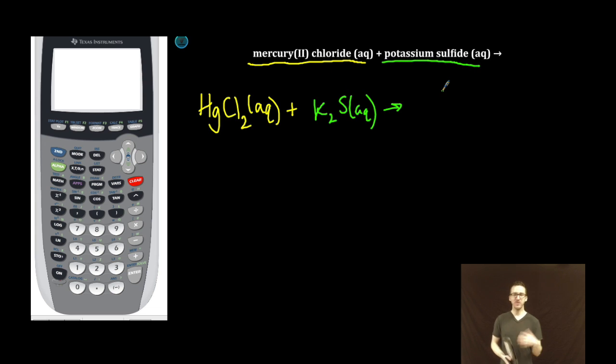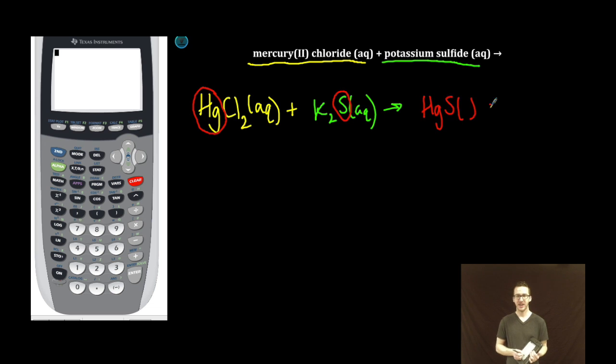Alright, now that we've got our formulas from the names for our reactants, let's think about the products that can form. Remember, in a double replacement reaction, the cation from one of your aqueous compounds hooks up with the anion from the other. So we would form mercury 2 sulfide and potassium chloride.